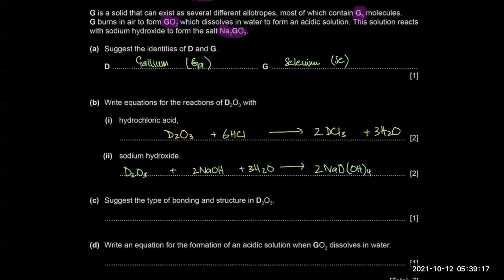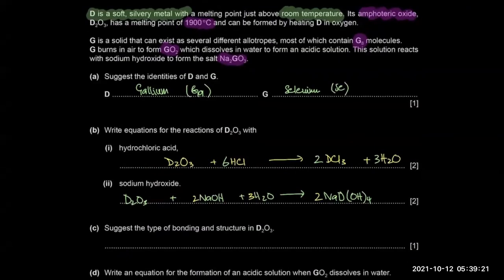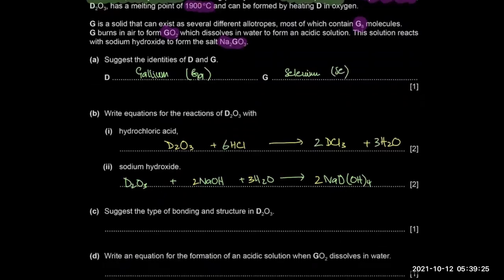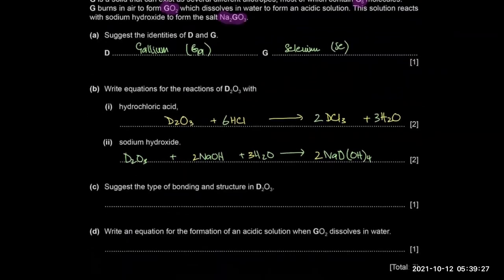Okay. Suggest the type of bonding and structure in D2O3. It has a very high melting point of 1900. So what bonding did aluminum oxide have? So it must be what type of bonding and structure? So it's a giant ionic lattice. Right? Or a giant ionic structure.